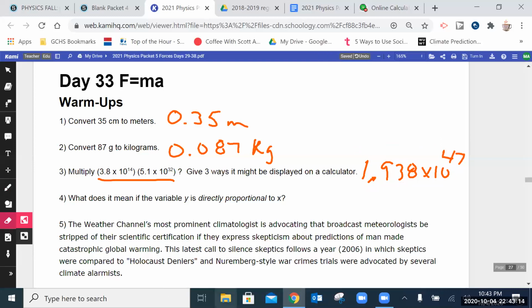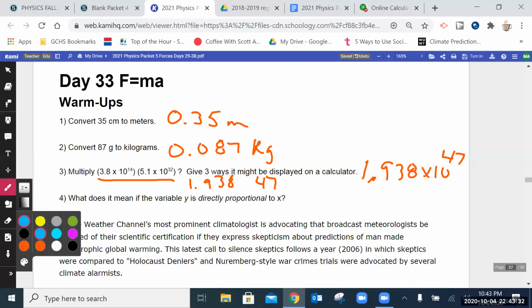Now, 3 ways that it might be displayed on your calculator. It could be 1.938E with a 47, or maybe it has it without the E, just a space, or maybe it has a little tiny times 10 there.